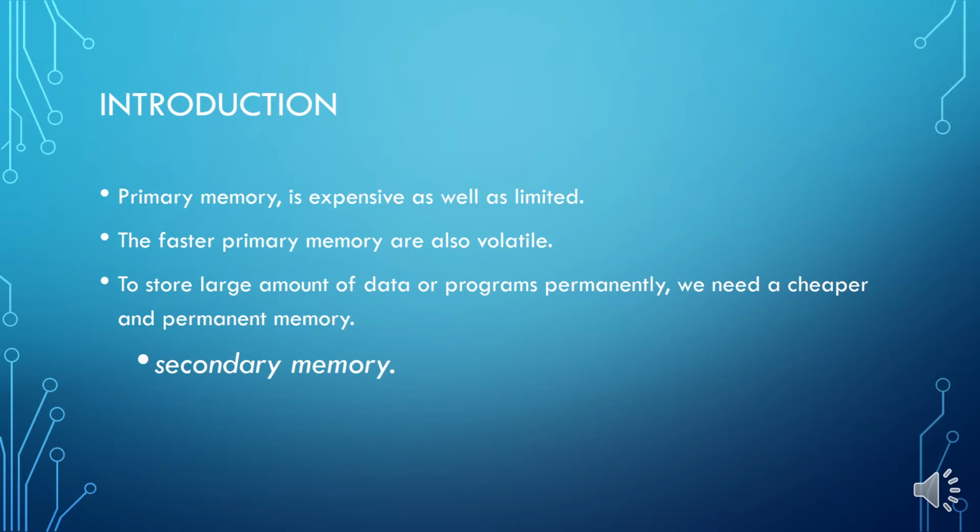So primary memory is expensive as well as limited. We already know there are two types of memory. One is primary memory and the other one is secondary memory. Primary memory is volatile while secondary memory is non-volatile. We already know all this. So to store a small amount of data, we have primary memory like RAM and ROM. But for storing a large amount of data or programs permanently, we need a cheaper and permanent memory. That kind of memory is secondary memory.